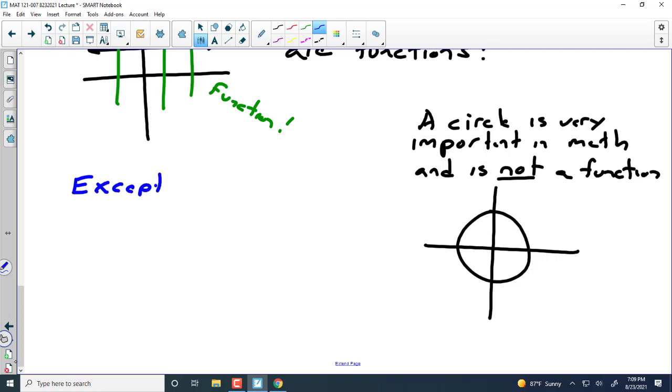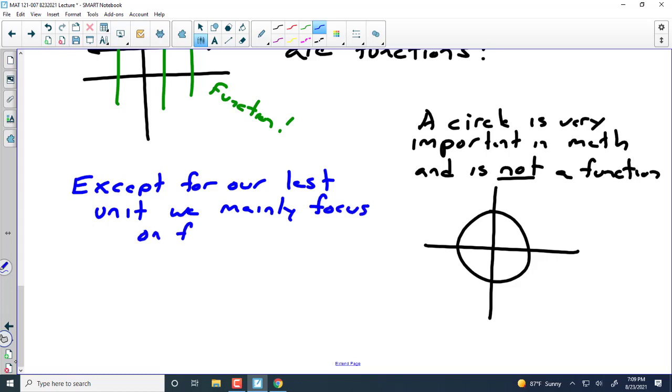But it turns out in this class, except for our last unit, which will be unit 4, we mainly focus on functions. So for the most part, yes, we will be talking about functions most of the time. But there are things in math that are important that are not functions. All right, cool so far?